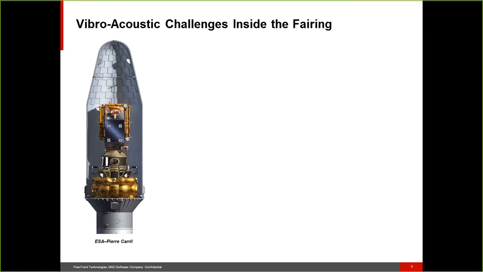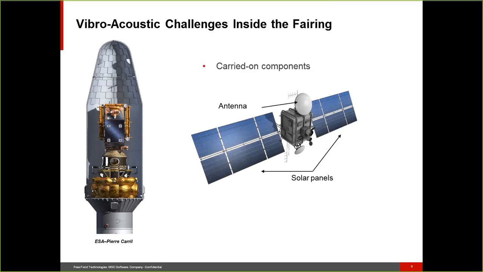The fairing is used to maintain a clean room environment for payload and precision instruments. In particular, it is the location where carry-on components such as satellites are stored. Such components have very fragile parts that are, for instance, antennas or solar panels. Due to the different acoustic noise sources, a broadband pressure is generated inside the fairing. This broadband pressure is equivalent to a diffuse sound field.